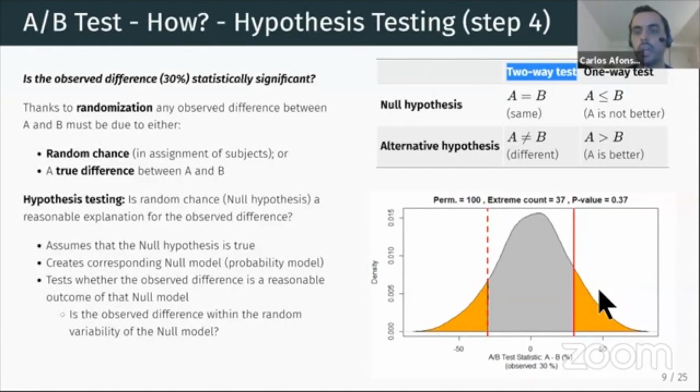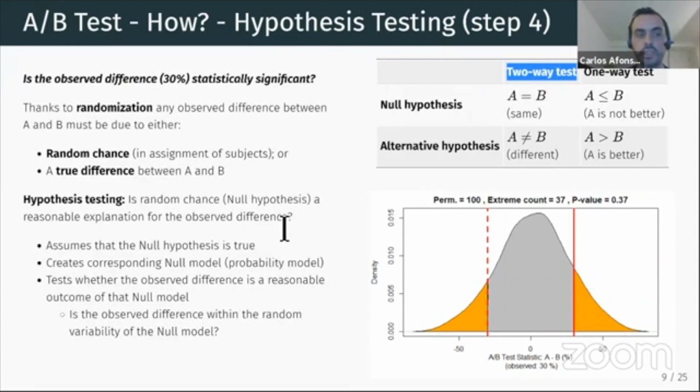Okay? And the p-value itself is the area under the curve. So the area that represents all the values that are more extreme than the observed difference. And in this case it is 0.37, so it's a very large p-value. We'll see in detail how this is created, okay? But just to show you what's involved, what's kind of the process of hypothesis testing.